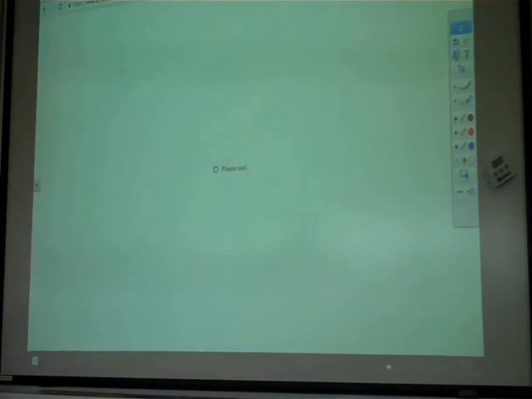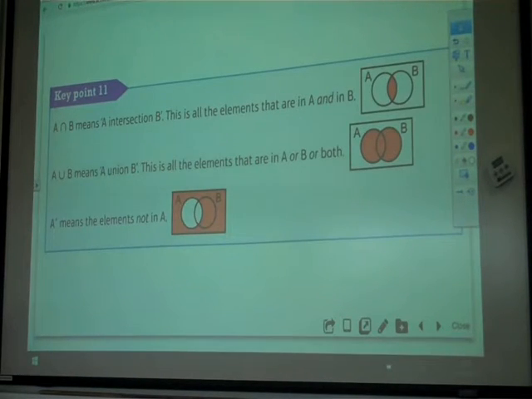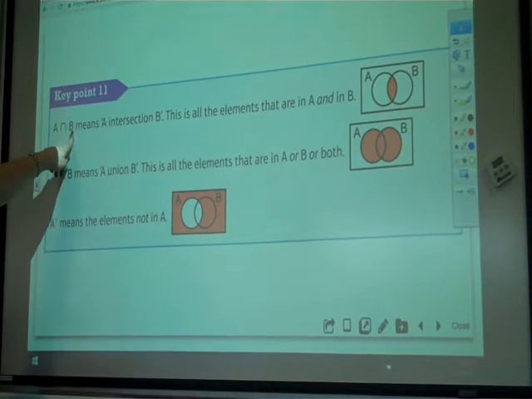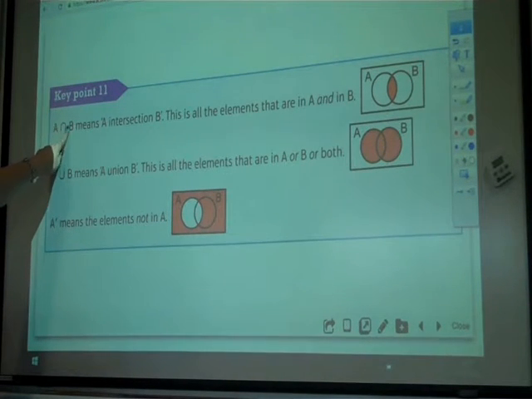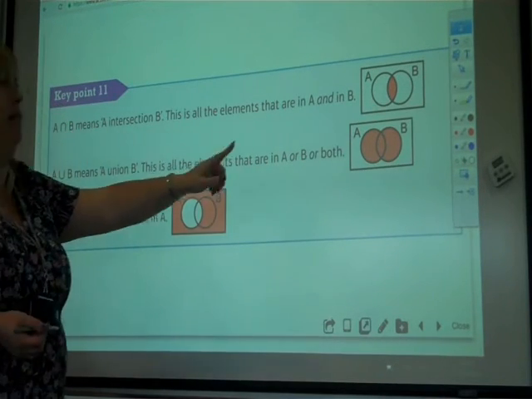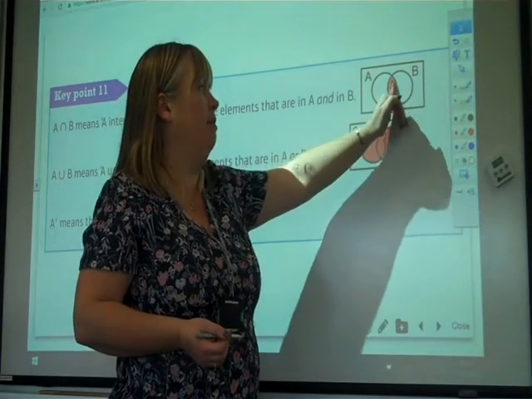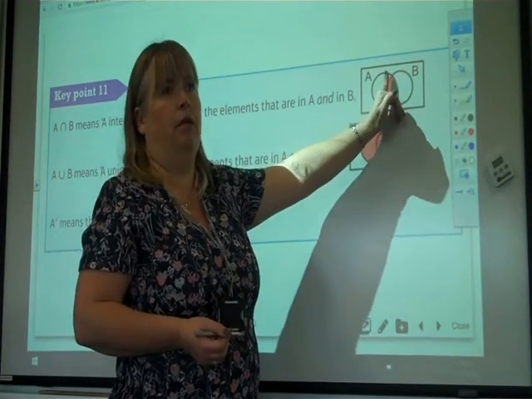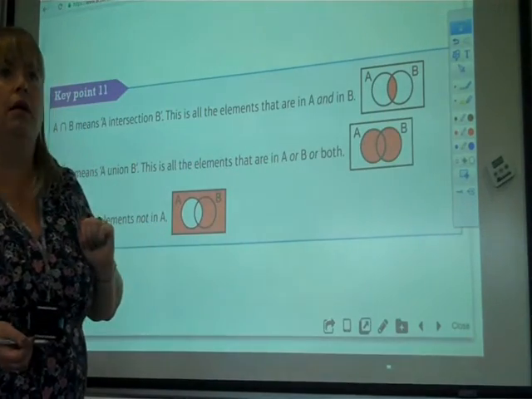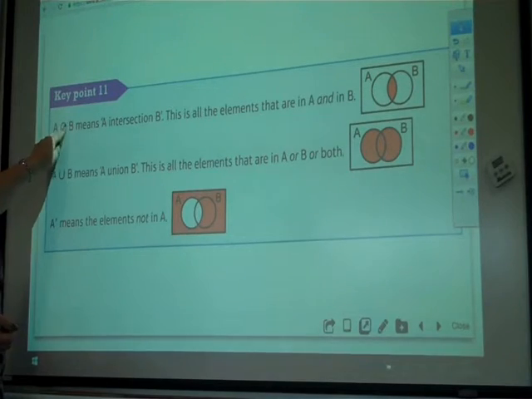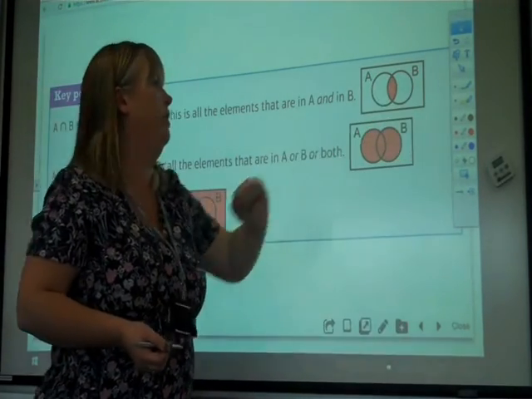Okay, and I would hope that you would have known some of that before anyway. So the next little thing, and this is what I wonder if you know these symbols. So A intersection B. That's an upside down U, and you read A intersection B. That means which elements are in A and B. You could just say N, which is short for and. So A and B. So it's that little bit in the middle there.